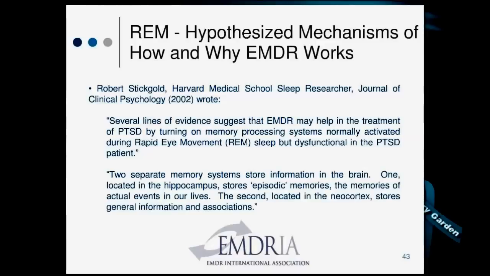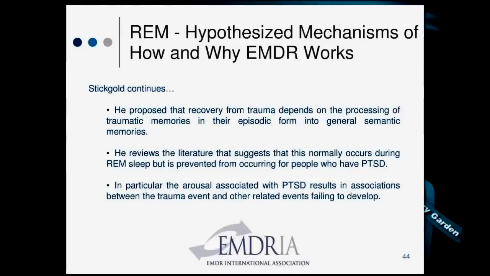When we're sleeping, we're moving stuff back and forth from experience to meaning. How does this make sense in my world? And then it goes back and it gets more about what happened today. That's the episodic memory. And then it comes back to the neocortex and figures out, well, where does this fit in my life? What does this remind me of? What does this mean to me? He talks about recovery from trauma depends on processing trauma in its episodic form. That means what happened then, into the general semantic meaning, what does it mean to me?